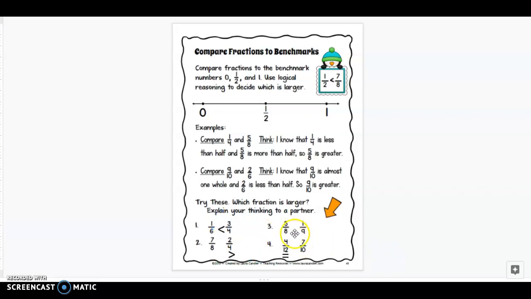Okay. Let's look at 5/8 and 1/9. 5/8 is more than half because 4/8 is half. 1/9 is closer to 0. So 5/8 is greater than 1/9.